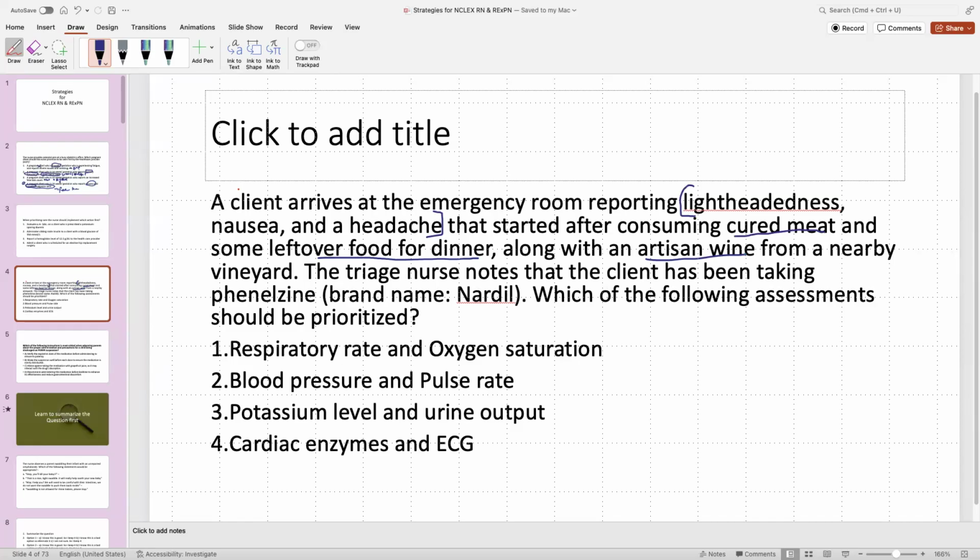The triage nurse notes that the client has been taking phenelzine. Oh my God, again, this fellow did not teach me what phenelzine is. You get too concerned and start cursing me again. Oh my God, I haven't heard about this. Again, you curse me, curse me, curse me. Okay, so which of the following assessments should be prioritized?